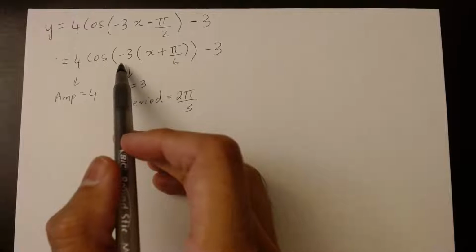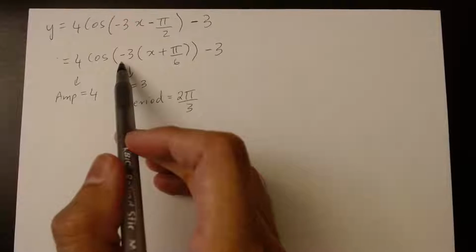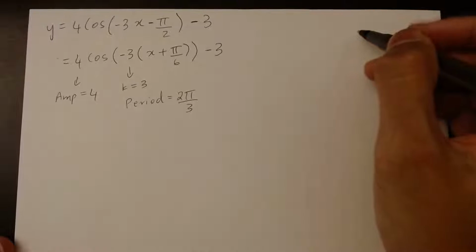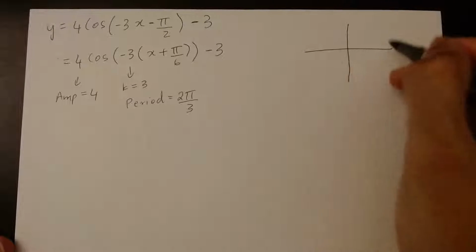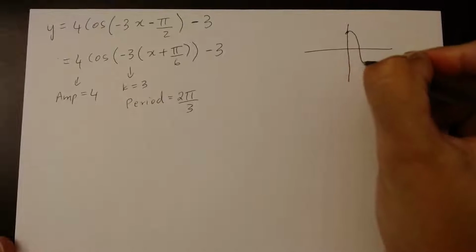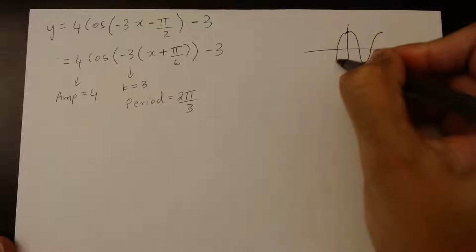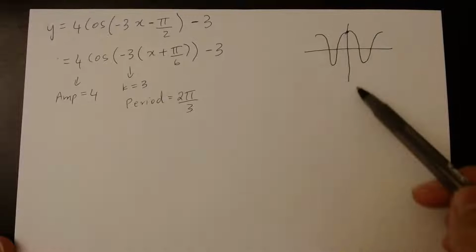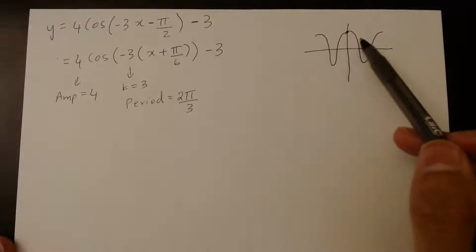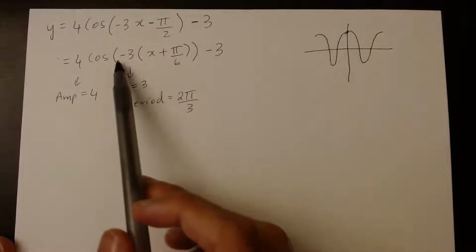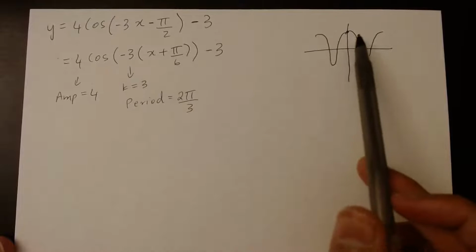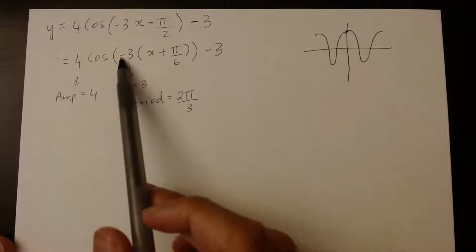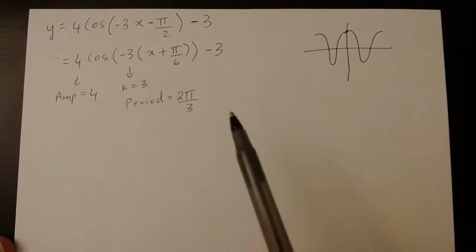Now, how does a reflection in the y-axis affect a cos graph? Let's do a little sketch of a cos graph over here. I have a cos graph. Cos graph looks like this. And if I reflect this in the y-axis, nothing changes. So a reflection in the y-axis does not affect a cosine graph. That's not going to have any effect on our sketch.